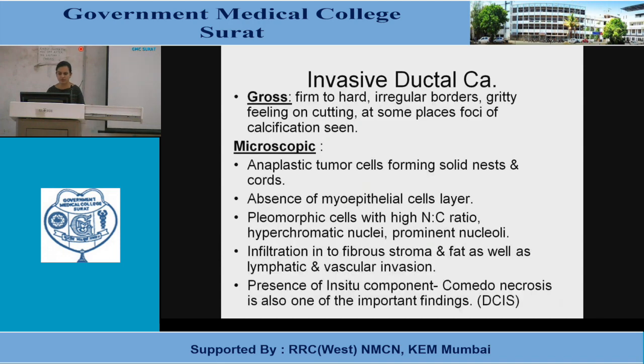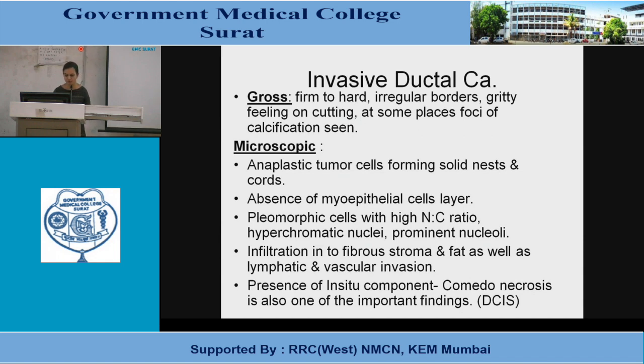So, IDC, gross: firm to hard, irregular borders, gritty feeling on cutting. At some places, foci of calcification are seen. Microscopically, anaplastic tumor cells forming solid nests and pods. There is absence of myoepithelial cells, which is a hallmark of carcinoma breast. Pleomorphic cells with high NC ratio, hyperchromatic nuclei, prominent nucleoli, which is a feature of malignancy. Infiltration into the fibrous stroma and fat, as well as lymphatic and vascular invasion, which are basically the diagnostic criteria of naming it a malignancy.